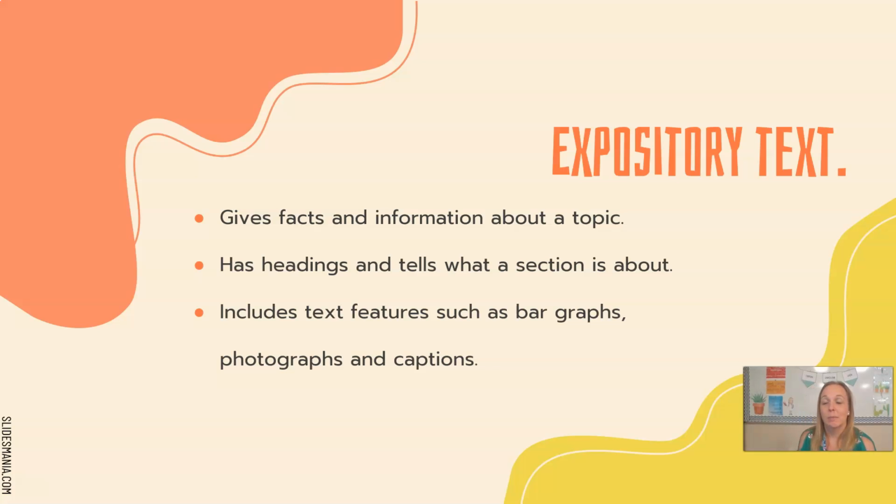Alrighty, and we also remember an expository text is a text that gives facts and information about a topic. In this case, we are getting facts and information about the topic of voting and the importance of voting. As you read, you'll see headings, photographs, and you might see a diagram. All those are different text features. And each heading tells us what the part right under it is about.